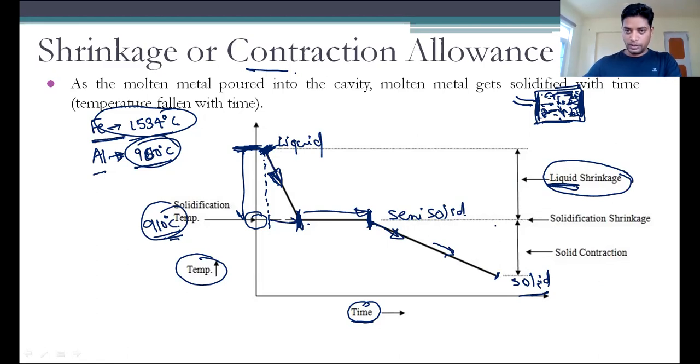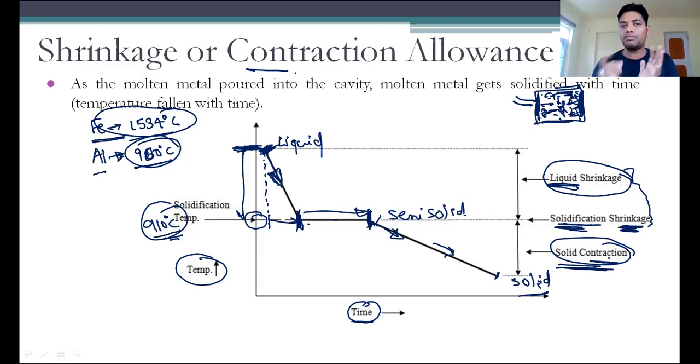Okay, the semi solid also takes some time from the boundary to the center to become completely semi solid. So whatever shrinkage allowance occurs there, we call it the solidification allowance. Okay, guys, and from semi solid to solid, we call it solid contraction. Please keep in mind that these two are shrinkage, and this is the contraction.